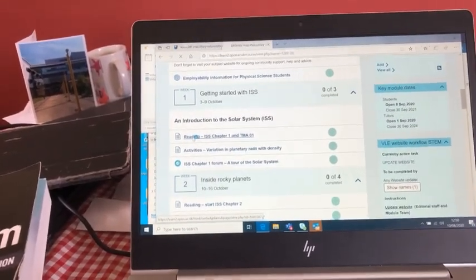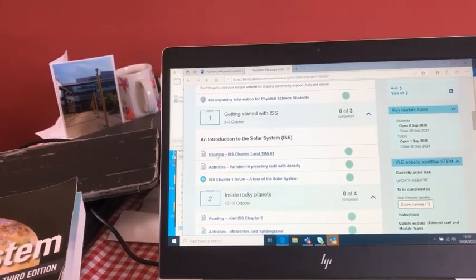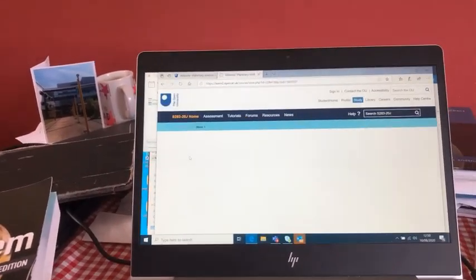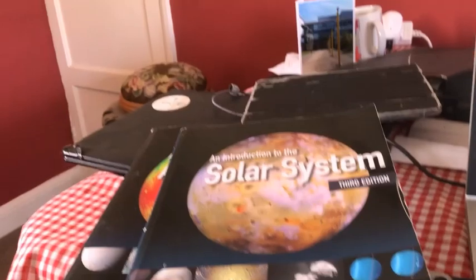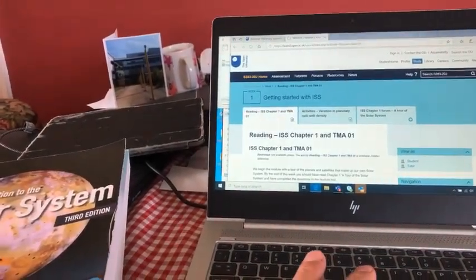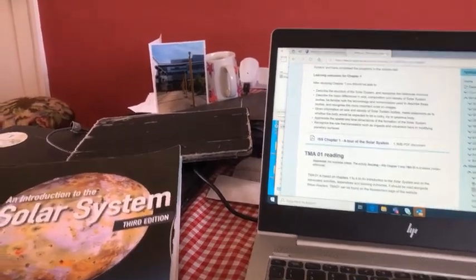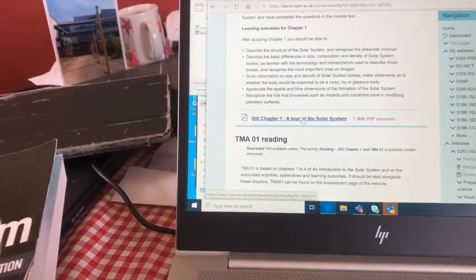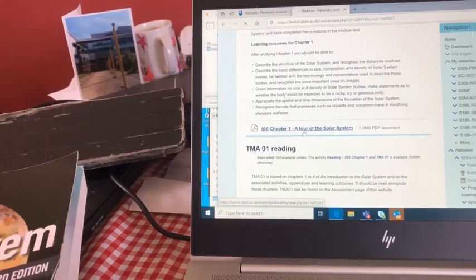You have available to you the PDFs of each book and each chapter online, and you also have the physical books. This screen is taking a long time to upload, but now we've got it. It depends on the speed of the internet. So this is telling you what you should be doing in the first week, and there's a link to the PDF of chapter 1 of the first book.